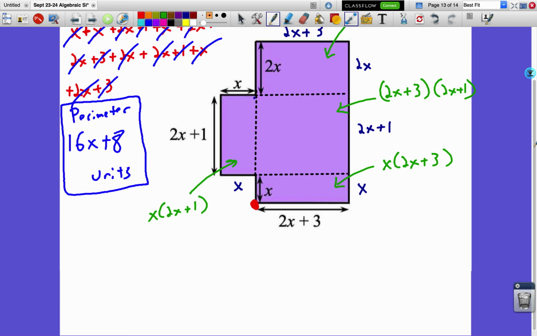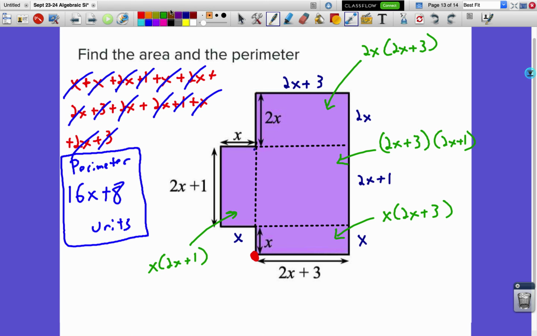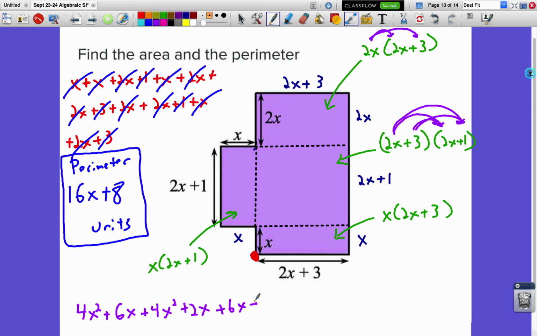Okay, let's start writing these out. Starting with this top one, I've got to distribute that 2x, and I'm going to get a 4x squared plus 6x. Okay, next one is this. This I have to use a technique called foiling, where you multiply the first terms, the outside terms, the inside terms, then the last terms. You're not going to be tested on this, so I'll just do it for you. That'll become a 4x squared plus 2x plus 6x plus 3.